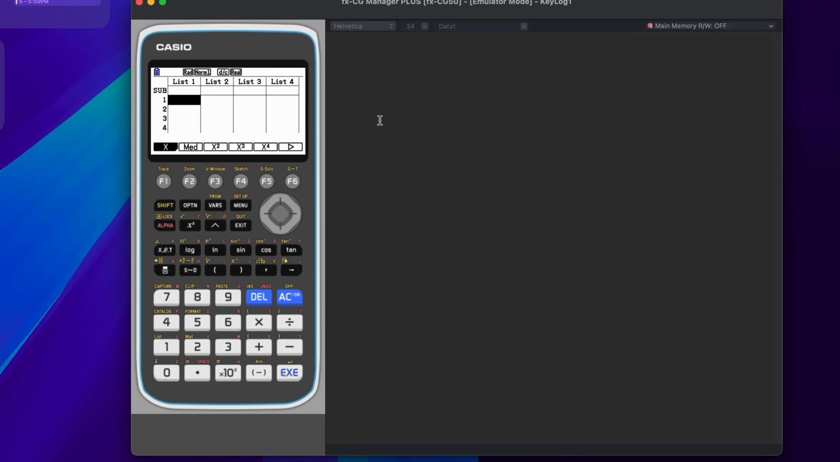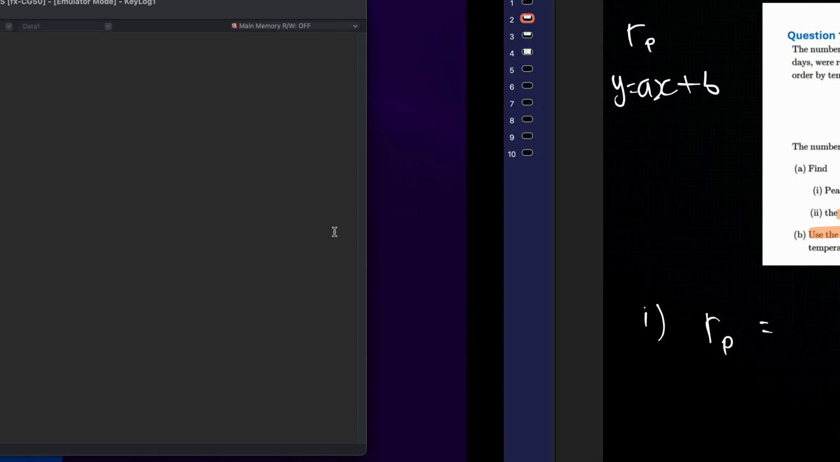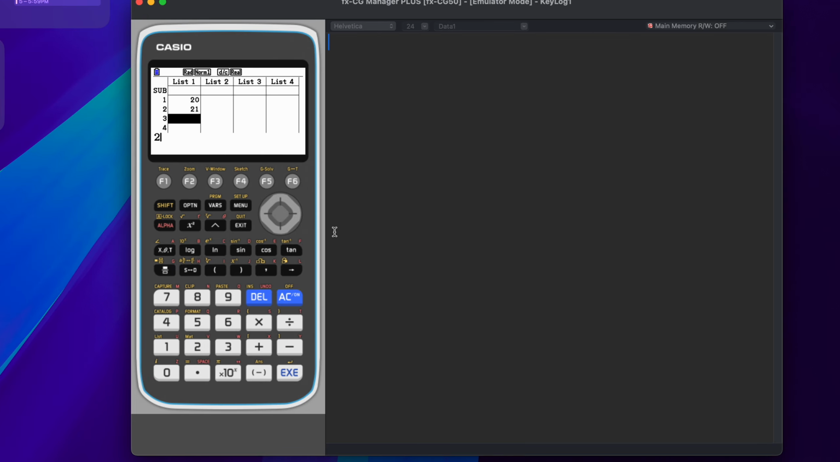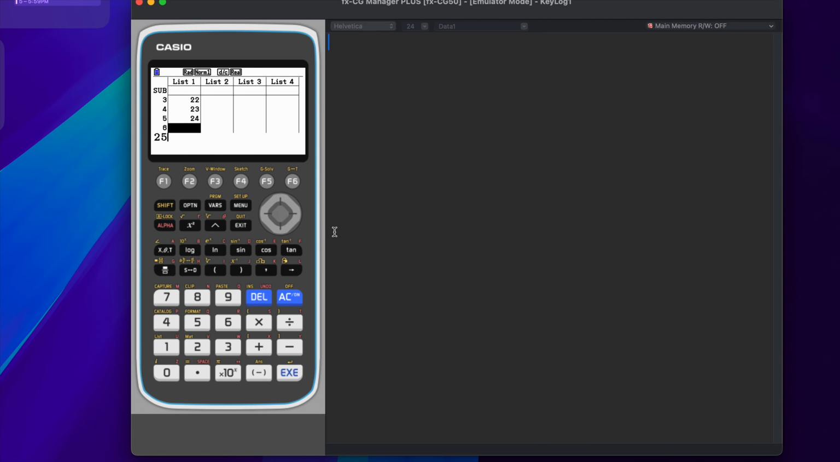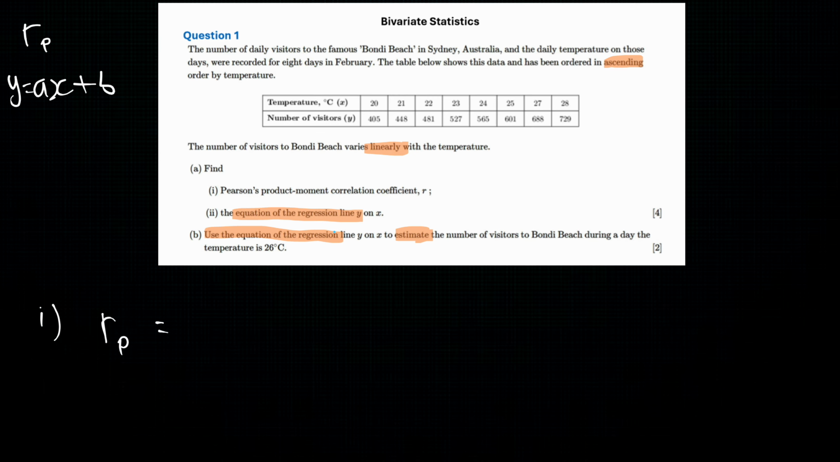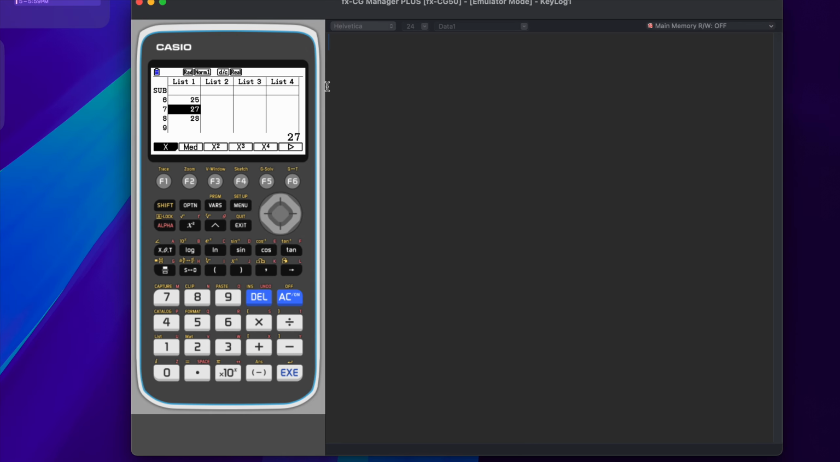So let's put 20, 21, okay, I'll go a bit more slowly, 22, 23, 24, 25, 27, and 28. So we've currently inputted our x values, now we're going to put in our y values.